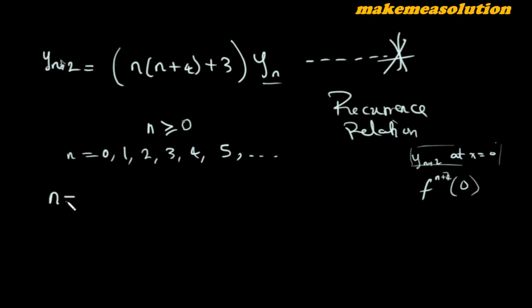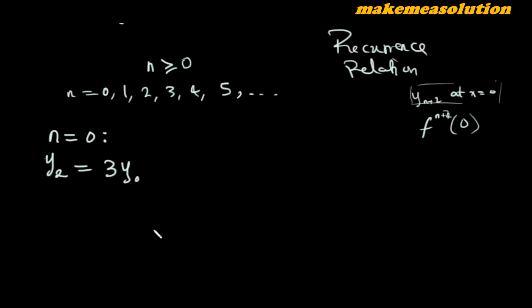We'll start with n equal to 0. When n is equal to 0, you have y2, that's 0 plus 2, equal to 0 times this whole stuff, 0 plus 3, y0. So you now have 3y0. So our y2 is equal to 3y0. Are we together?